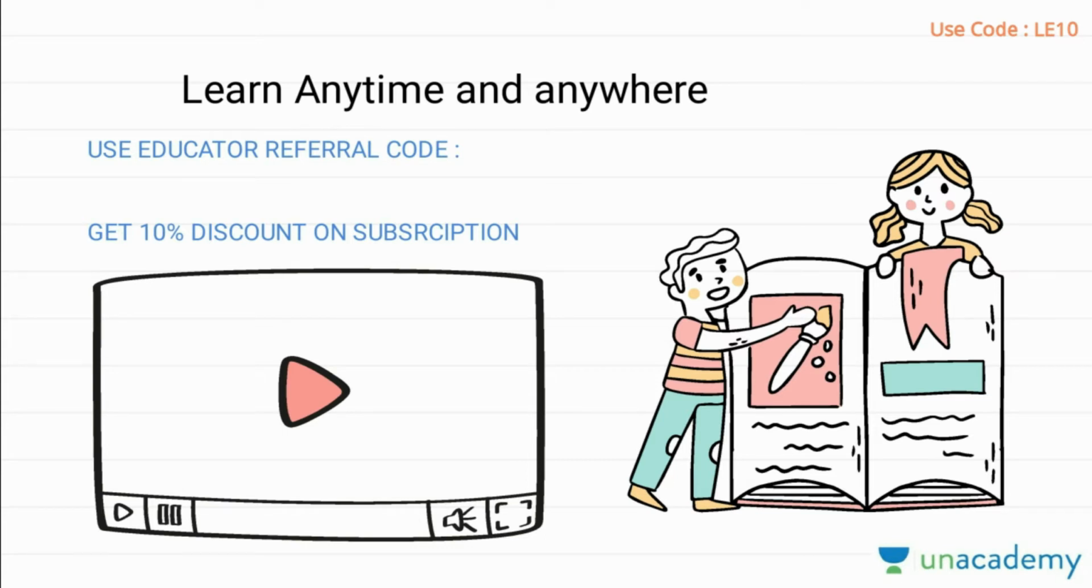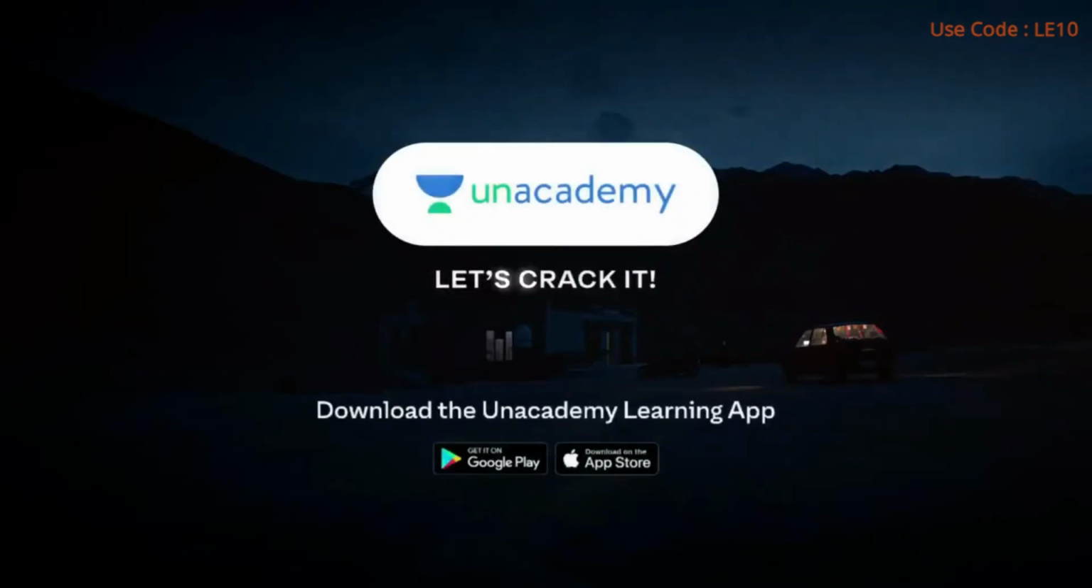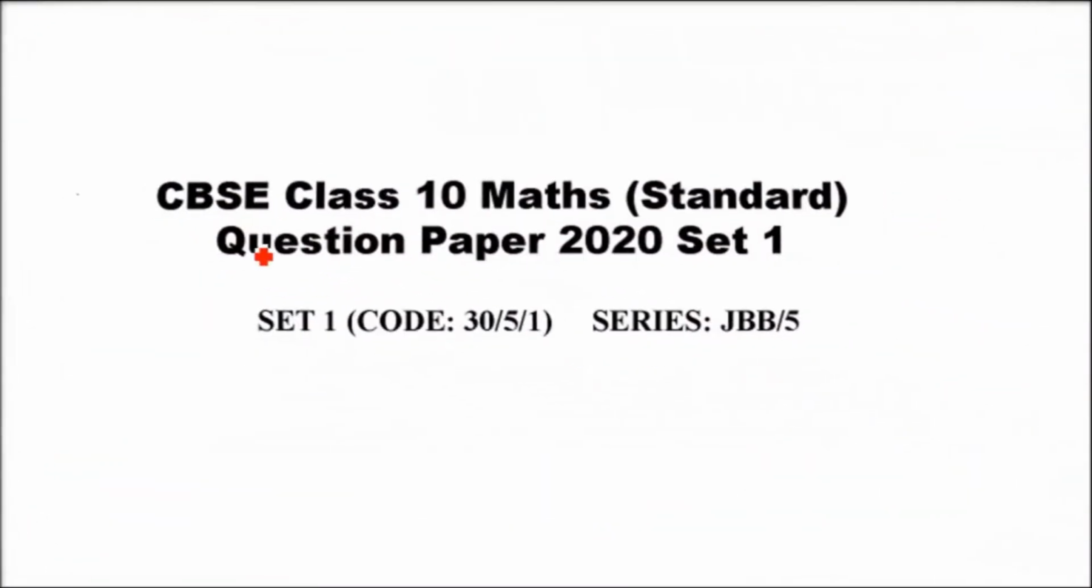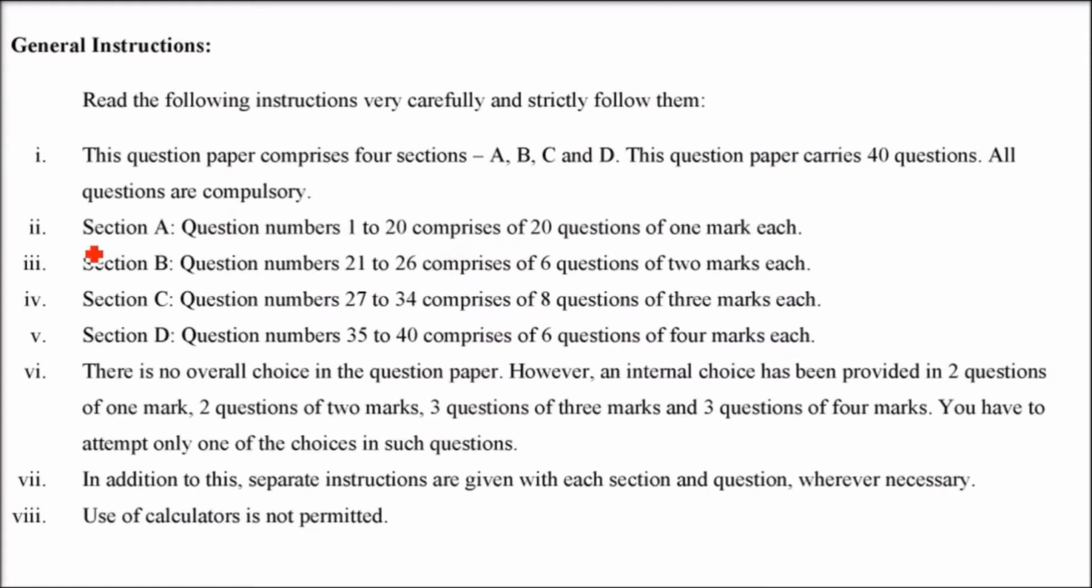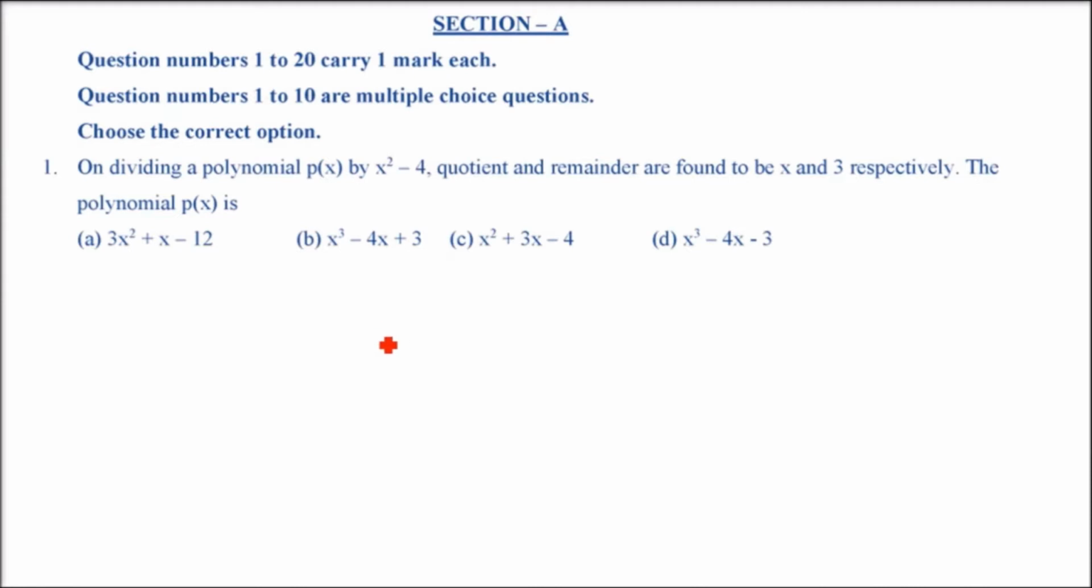Welcome to An Academy. CBSE Class 10 Maths Question Paper 2020. We are going to see the solution of this. This is the set number, code and series number. These are general instructions for the board examination paper of mathematics. Calculators are not allowed. So this is section A, 1 mark each.